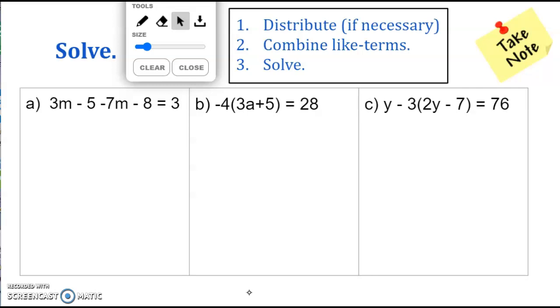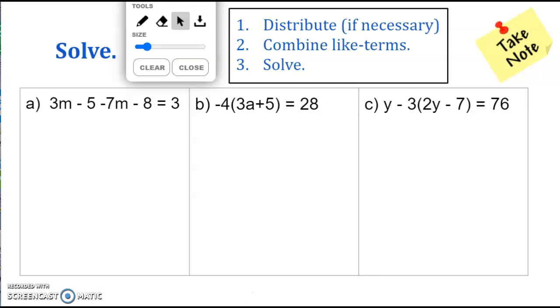Okay, so the first question, 3m minus 5 minus 7m minus 8 is equal to 3. How do I do this? Well, I need to see, do I need to distribute anything? Do I have any parentheses that need to be multiplied out? No, there is not. So then you go to the second step, combine like terms. Do I have any like terms that I can combine?